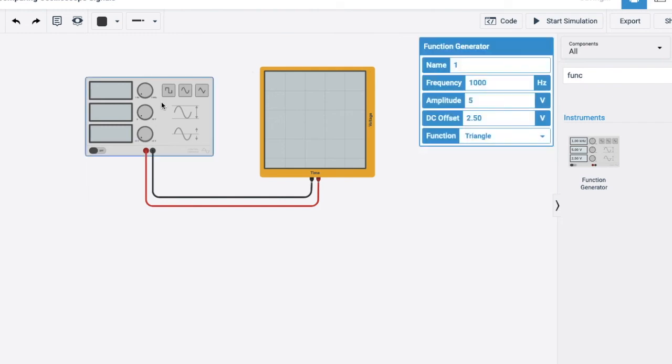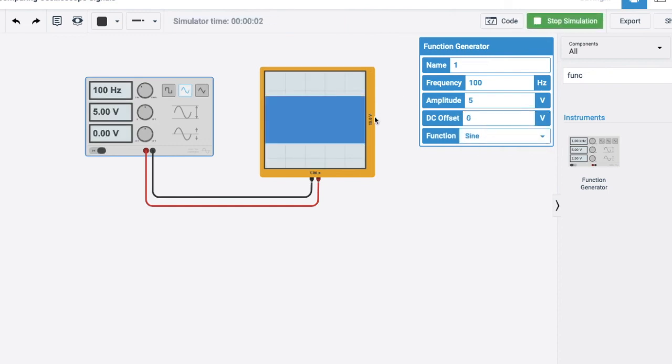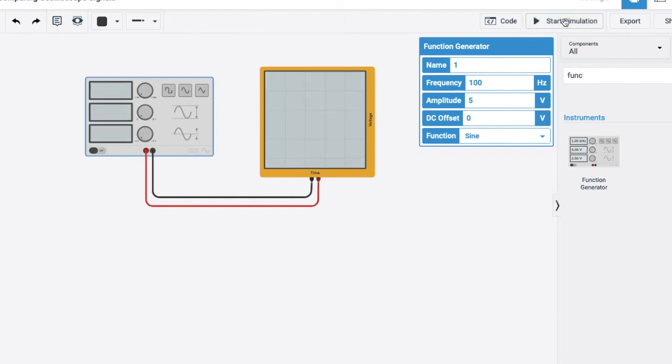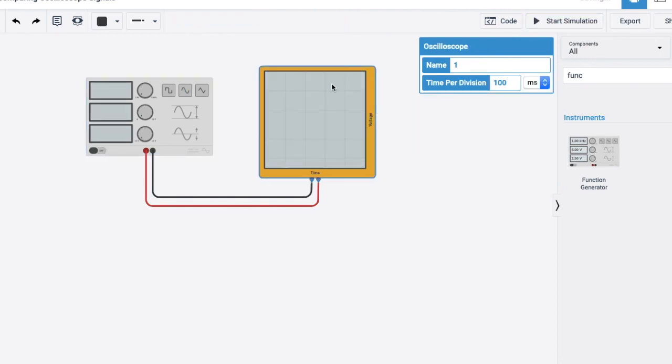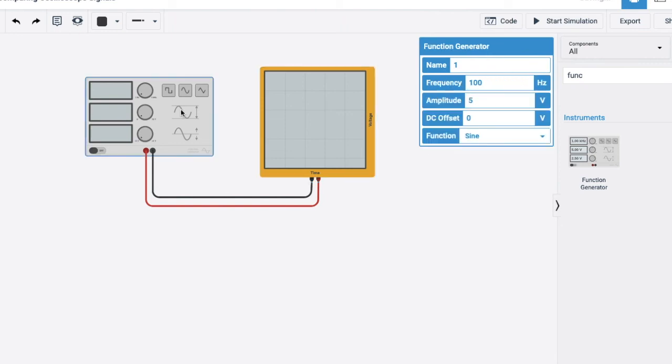So once you click this function generator, it will show you the different settings. So I'll just click, for example, 100 Hertz, and then set the DC offset to 0, then display a sine function, and let's start the simulation. So notice that the frequency is too high because I'll stop the simulation, and once I click this oscilloscope, notice that the time per division is 100 milliseconds. So let me try to decrease the frequency to, let's say, 10 hertz.